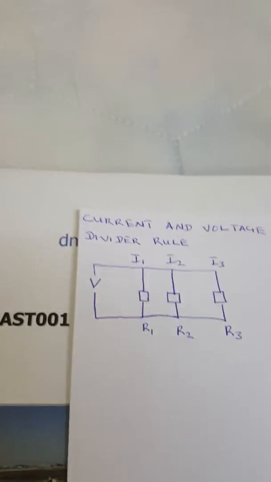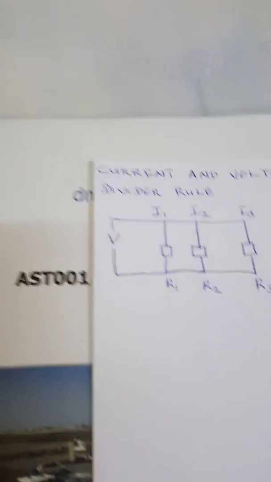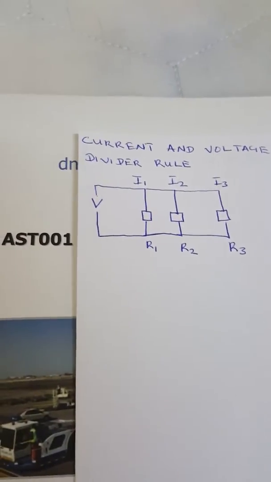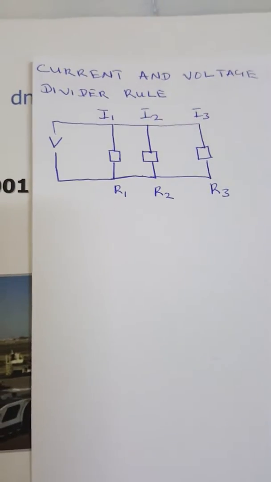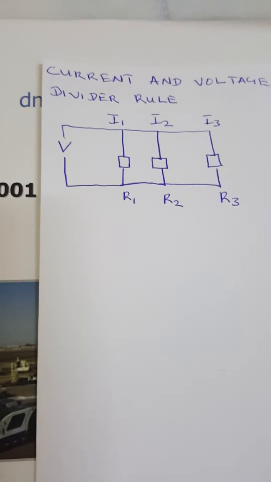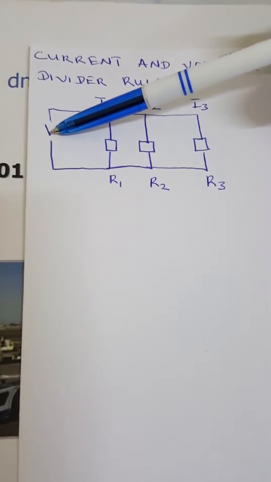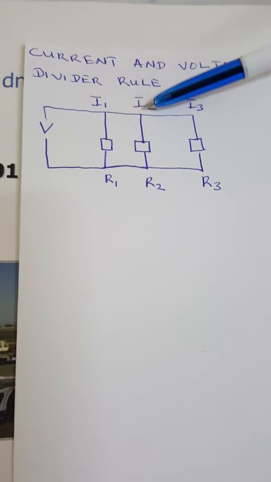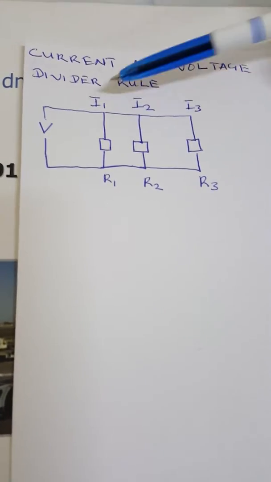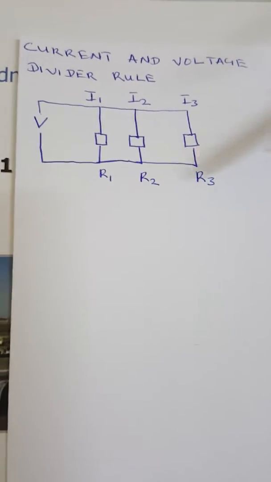Today we are going to talk about current and voltage divider rule. Before we move on, we have to consider this arrangement first, to enable us to understand what we are going to discuss today. Here you can see the voltage across these resistors, with current 1, current 2, and current 3. I is the current, while R is the resistance.